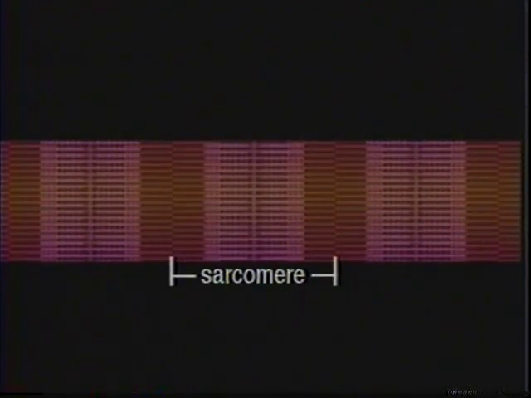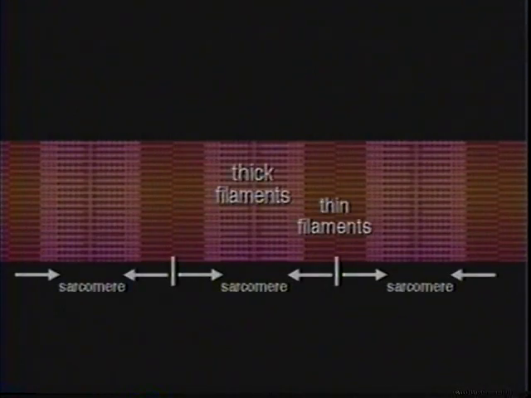Sarcomeres are the smallest functional unit of a muscle fiber. They are composed of precisely organized proteins referred to as thick filaments and thin filaments. When these filaments slide past each other, the sarcomere contracts. Z-lines mark the boundaries between adjacent sarcomeres. Within a sarcomere, thick filaments are found in the A band.